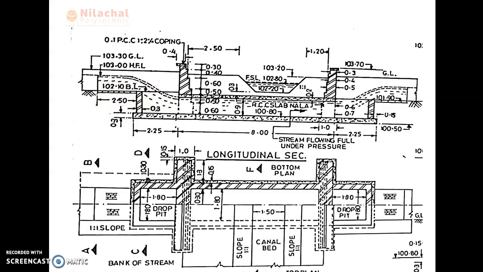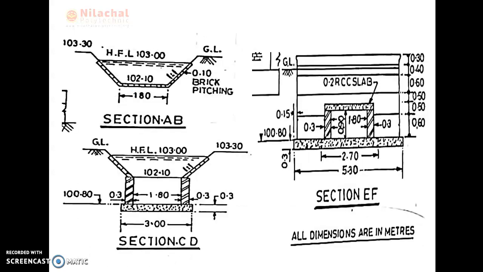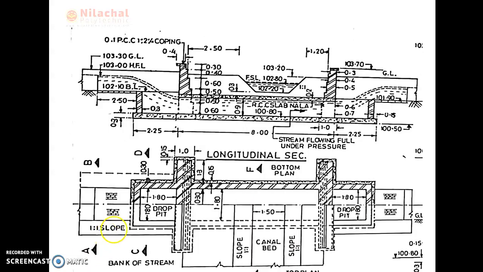Then we go through the section part. Here section AB, section CD and section EF are provided. First we need to check what each section shows. Section AB is the cross section of the drainage. Section CD is the section of the drop pit. We can find the breadth and height of the drop pit from section CD, and the breadth and height of the canal part from section AB.